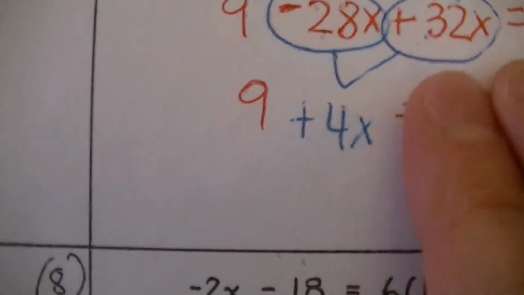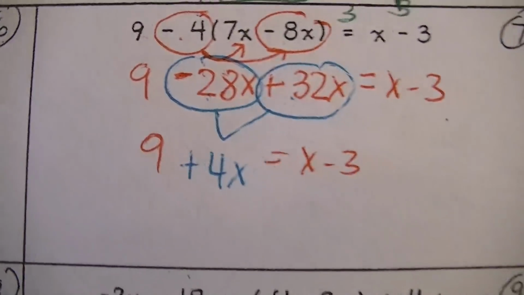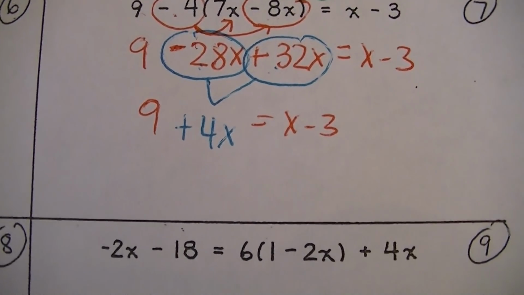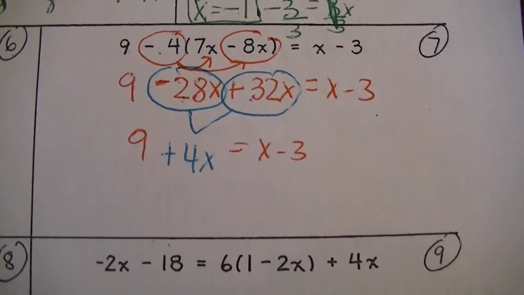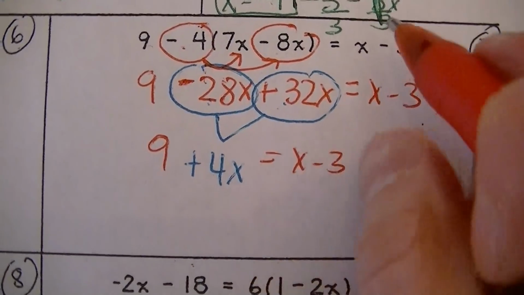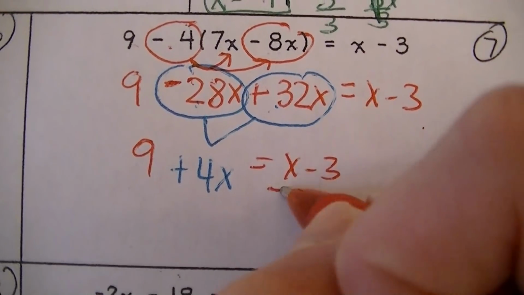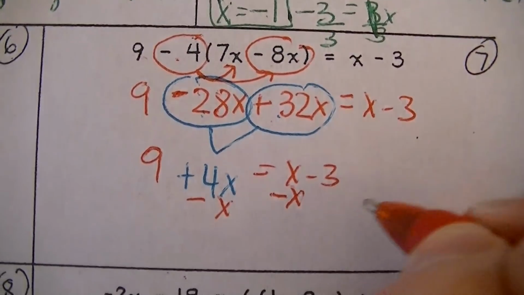Okay, there's nothing else on this side I can simplify and nothing on that side. So now comes the part where you got to move the variables to the same side. I don't care which side you move them to. I'm going to move them to the left. So the inverse operation of a positive x is a minus x. Do that to both sides of the equal sign.